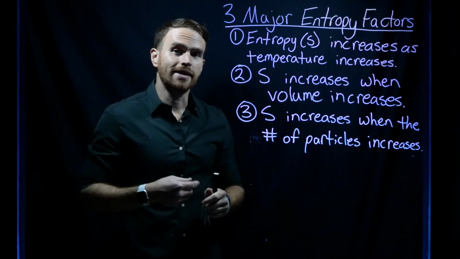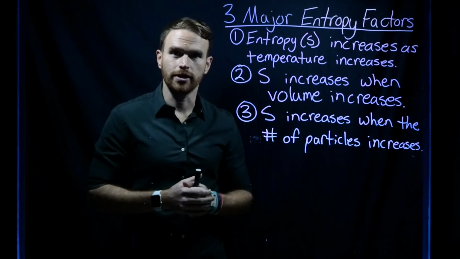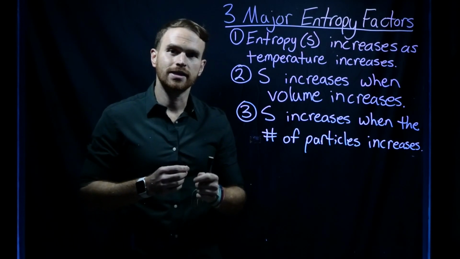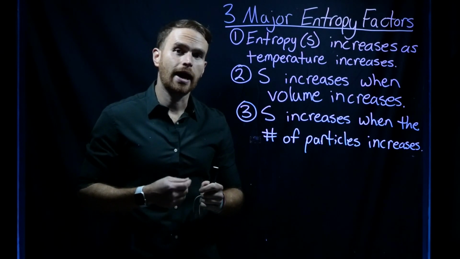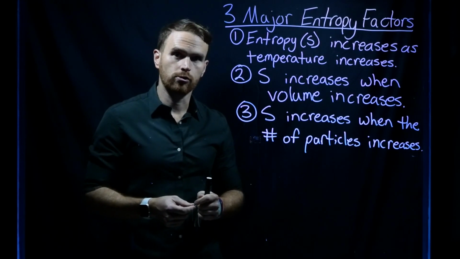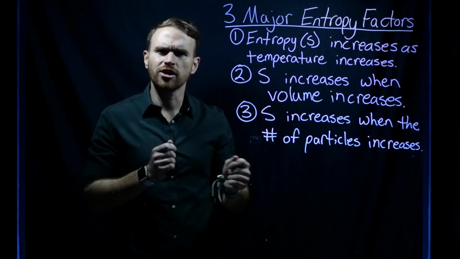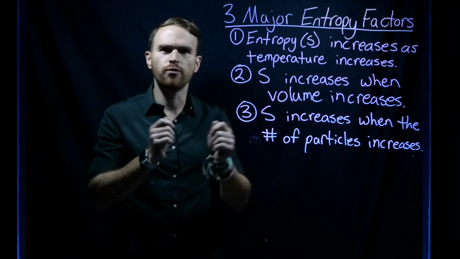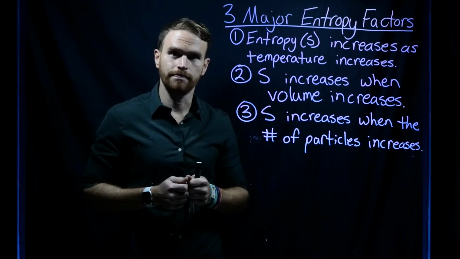Number one is that the entropy of a system increases as the temperature increases. Remember that temperature is a measurement of kinetic energy, or in other words, how fast particles are moving around. And if particles are moving faster because the temperature is increased, this is going to cause all the different particles to move about very quickly and increase the entropy of the system.